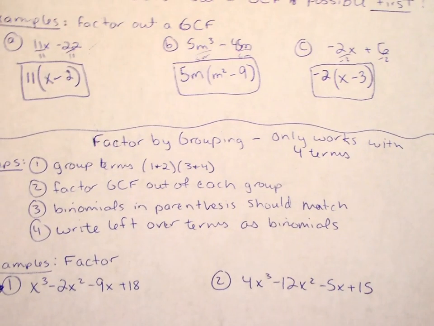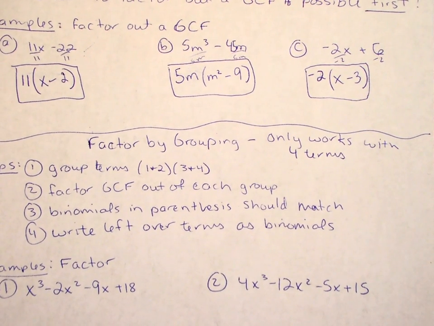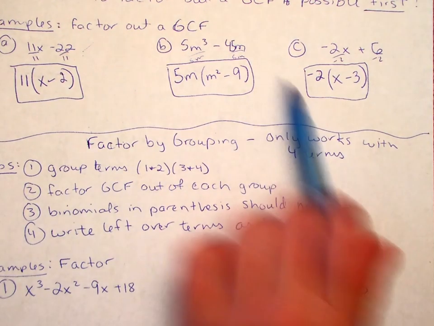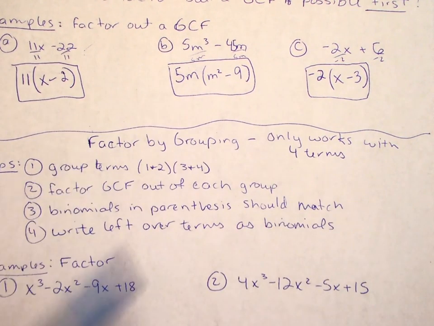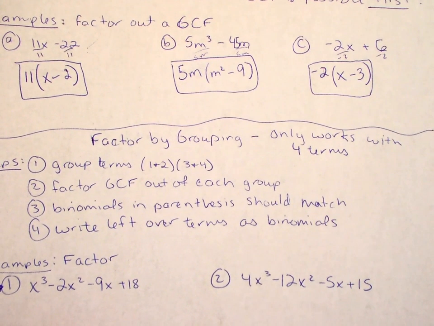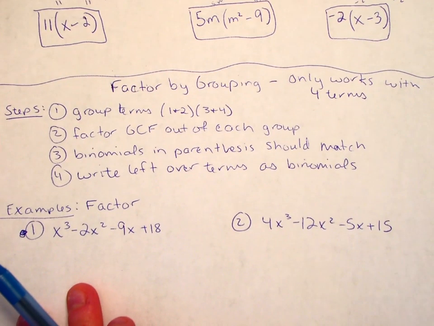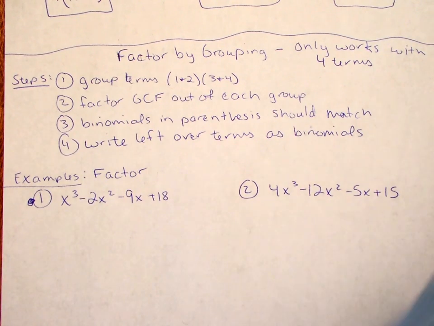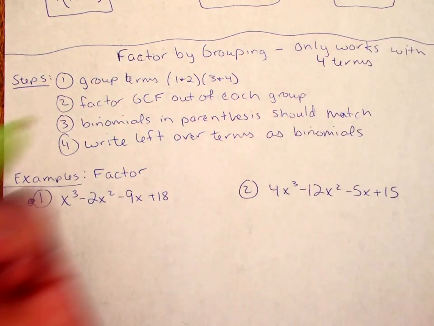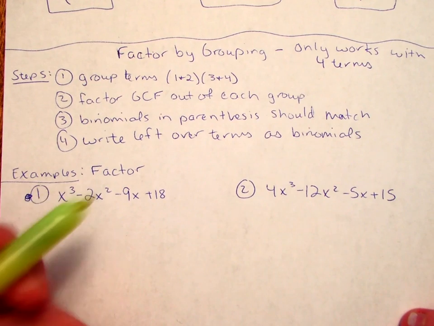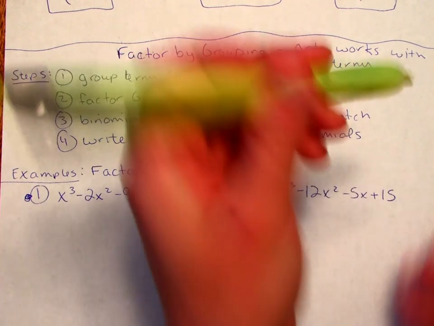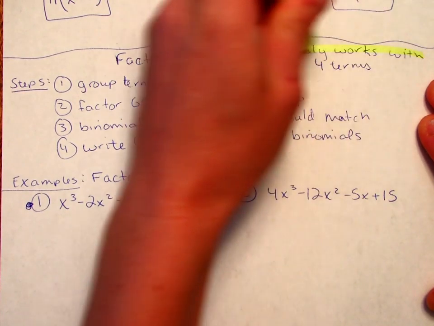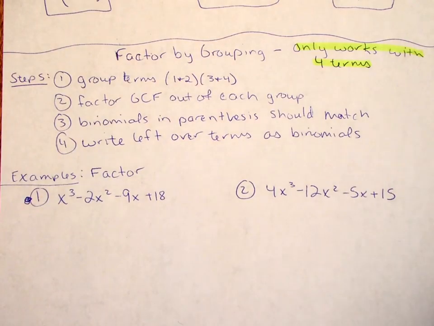On your assignment today, the first 9 problems, I think, are all factoring out a GCF just like this. Then you move on to grouping. Hopefully you'll see the difference once you start doing these, what factor by grouping means. First and foremost, one of the biggest things, and that's why I'm going to highlight it, is that it only works with 4 terms.